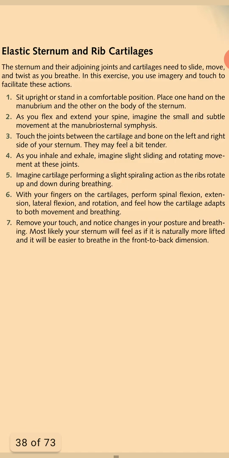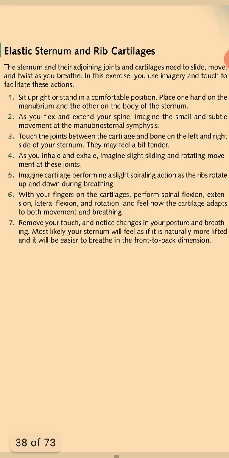Elastic sternum and rib cartilages. The sternum and the adjoining joints and cartilages need to slide, move and twist as you breathe in this exercise. You use imagery and touch to facilitate these actions. Sit upright or stand in a comfortable position. Place one hand on the manubrium and the other on the body of the sternum.